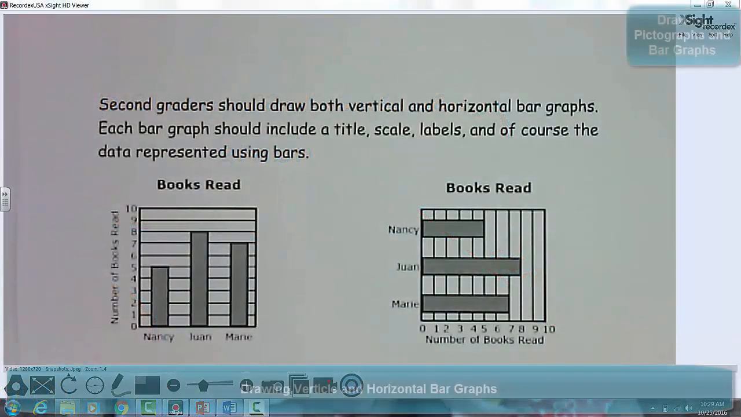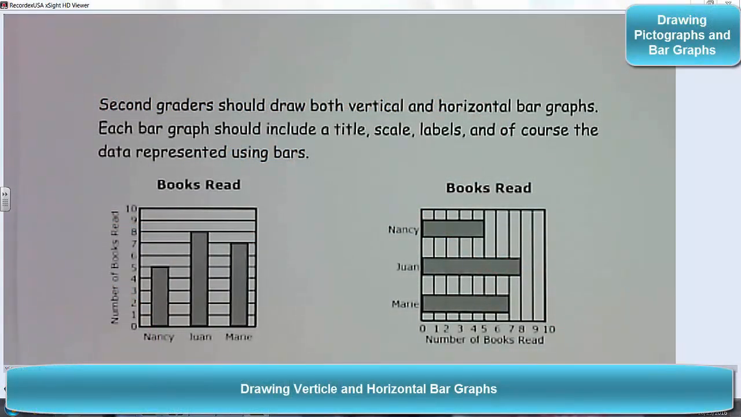The final area on the concept map is drawing pictographs as well as bar graphs. For this standard, students will build on the first grade skill of collecting and organizing data in a table, and learn how to draw data in the form of a pictograph and a bar graph using a scale of only 1.